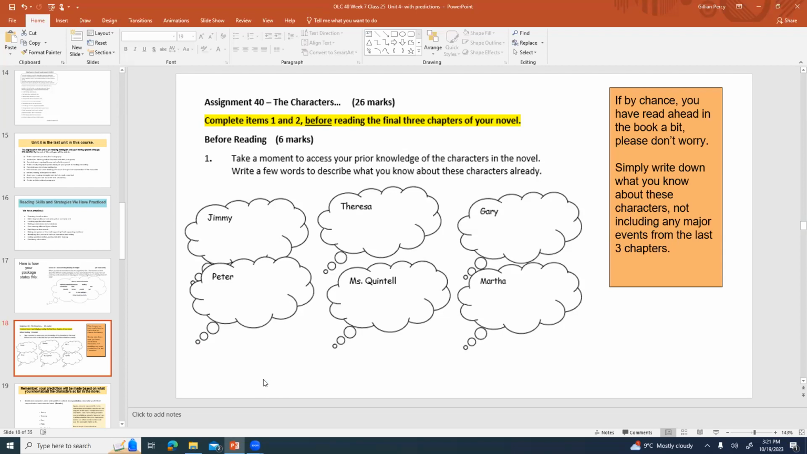So before we go on, though, think about what you know about these characters. It can be like what their character traits are, like are they helpful, are they kind, are they mean? It can be really important information, like how do they relate to the main character? What's something really important that they've done in the book? Those kinds of things. Because you're looking at 6 marks, we're looking at 6 people, try to think of 2 or 3 things that you could say about each one of these people.